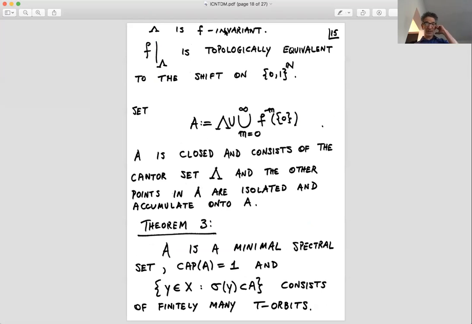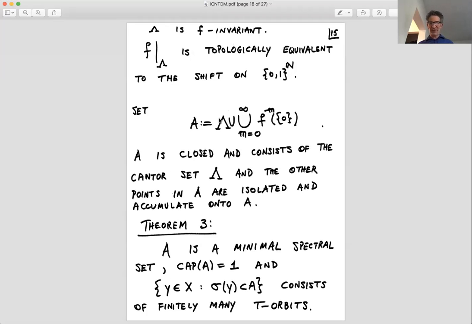So if you restrict our map, which is that quadratic map, to this Cantor set, which is invariant, it's topologically, as a topological dynamical system, just a shift on the {0, 1}^N space. It's very chaotic. So the action of F on lambda is not simple at all, and that's kind of important for us.